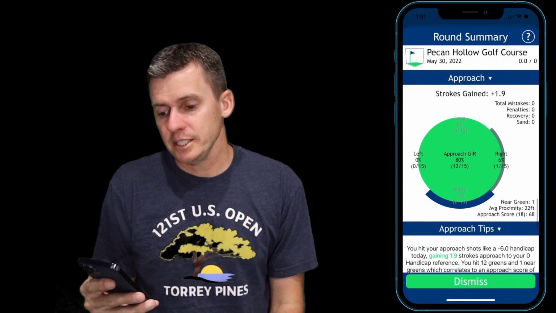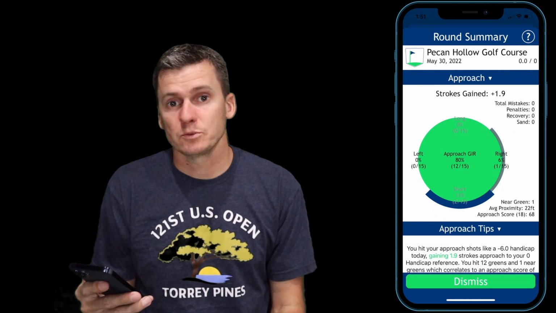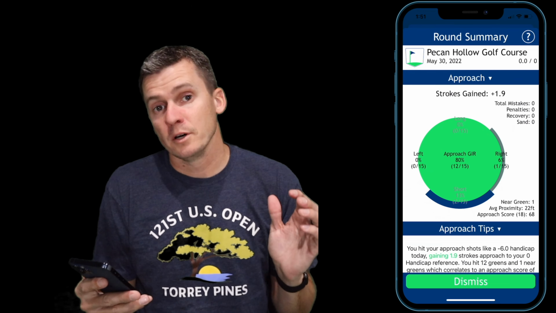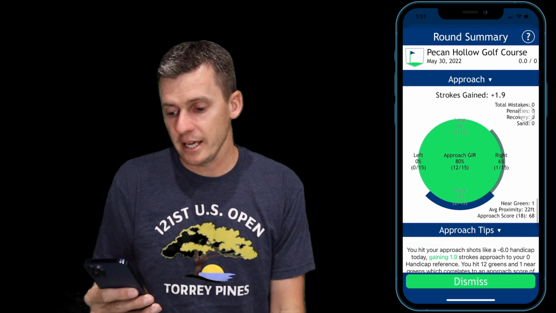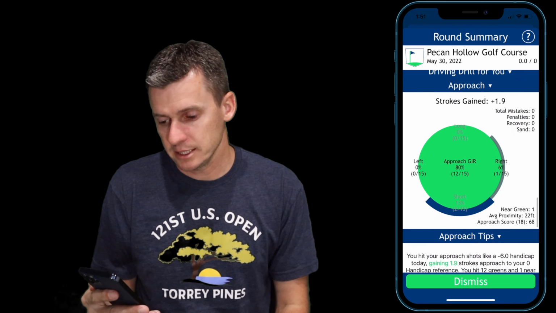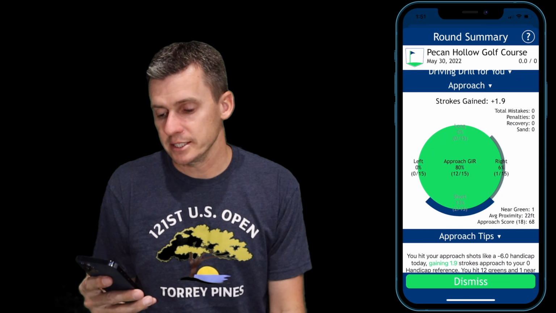All right, let's jump on down to the approach section. For approach, this was a phenomenal day for me. I went from losing 3 to 4 strokes to a scratch handicap to gaining almost 2 strokes on this day. Again, I like to look at the mistakes. I didn't make any mistakes today. Didn't hit any penalties or recovery shots or into the sand with my irons.